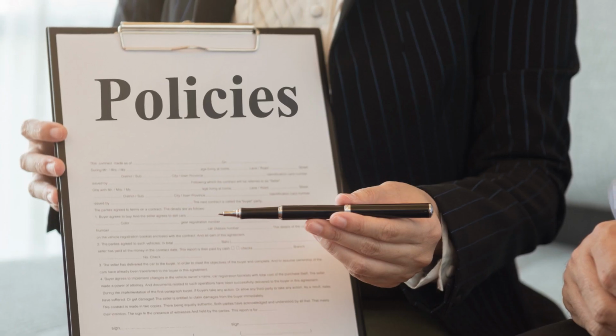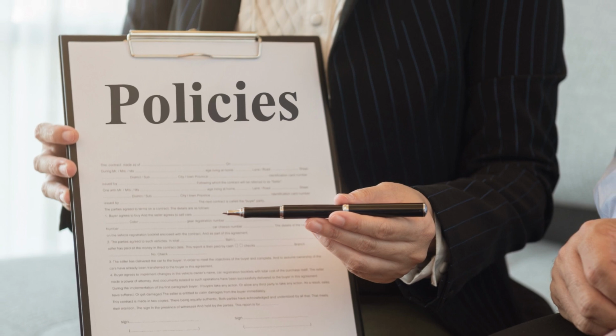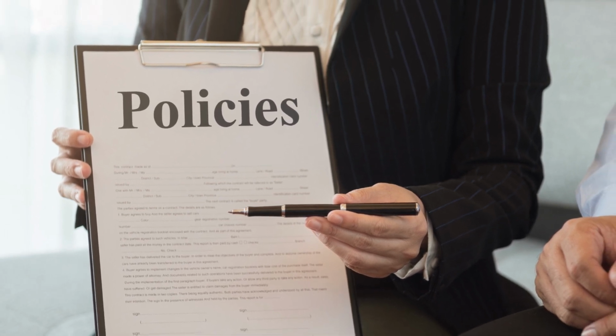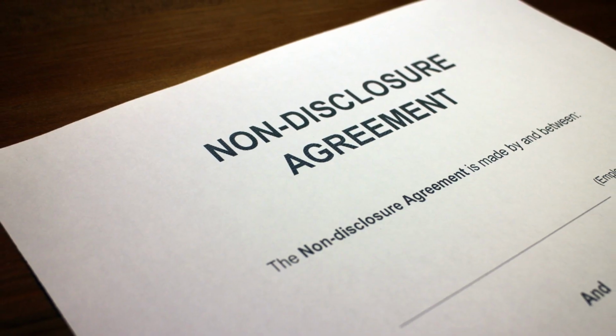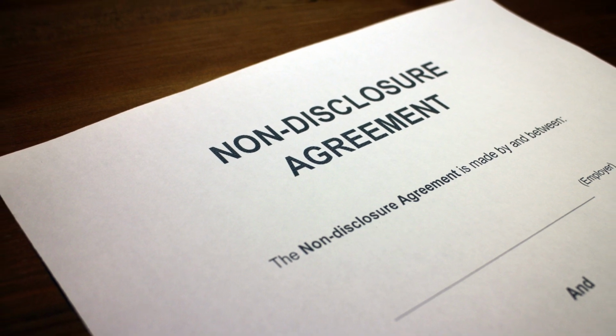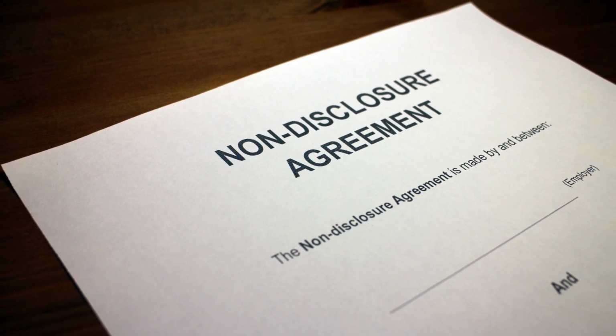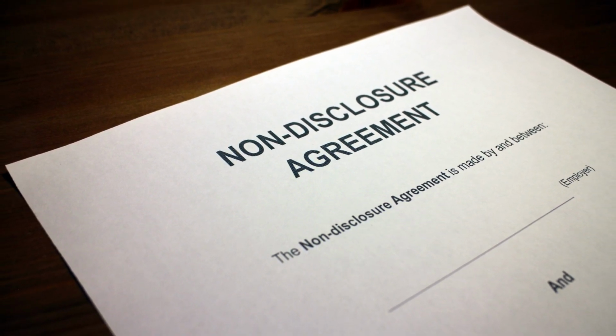Number two, implement confidentiality policies. Develop and communicate clear confidentiality policies to all employees. Ensure they understand their obligations regarding the protection and handling of confidential information. This may include signing non-disclosure agreements or confidentiality clauses within employment contracts.